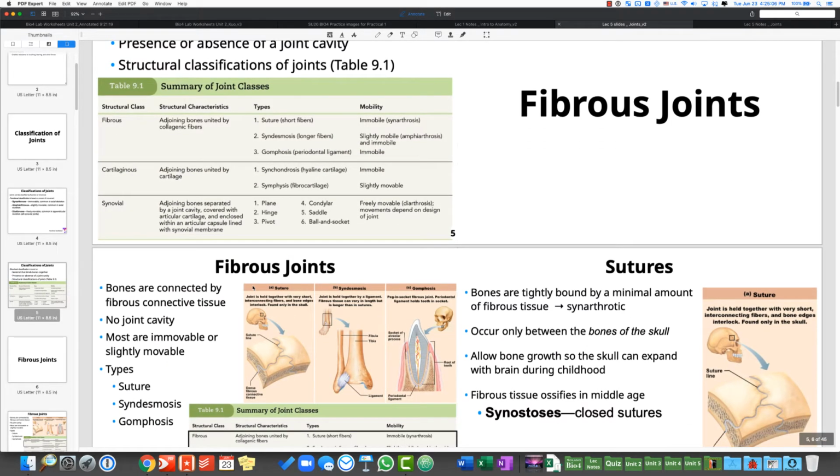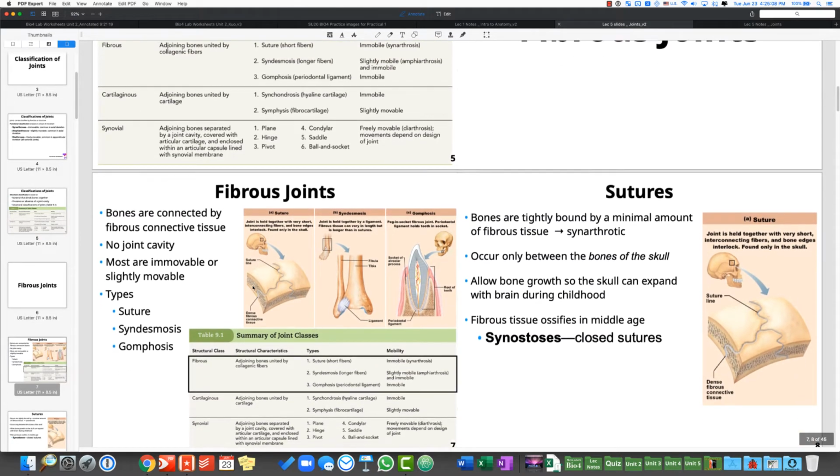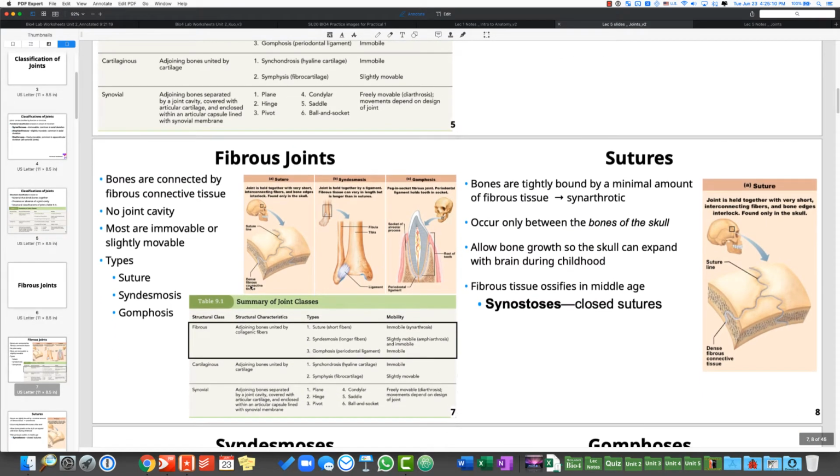We're going to now look at the first structural class, called the fibrous joints. There are different types, but together they're defined by the fact that the bones involved are connected by fibrous connective tissue, and there is a lack of a joint cavity. Most of them are immovable, or at most slightly movable. The three types are suture joints, syndesmosis, and gomphosis. Suture joints and gomphosis are immovable.